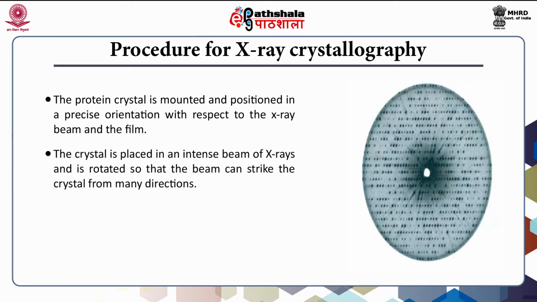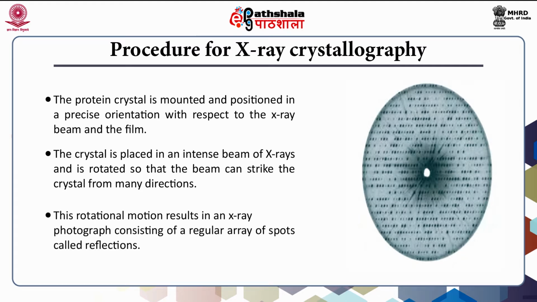Next, the crystal is rotated so that the beam can strike the crystal from many directions. The crystal should not be static, it should be dynamic, rotated continuously so that the X-ray beam can hit the crystal from different directions. This rotational motion results in an X-ray photograph consisting of a regular array of spots on the X-ray film or detector, and these regular arrays of spots are called reflections.